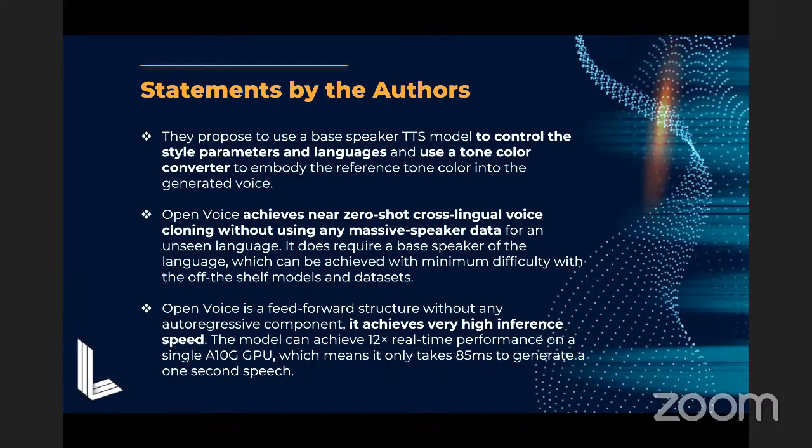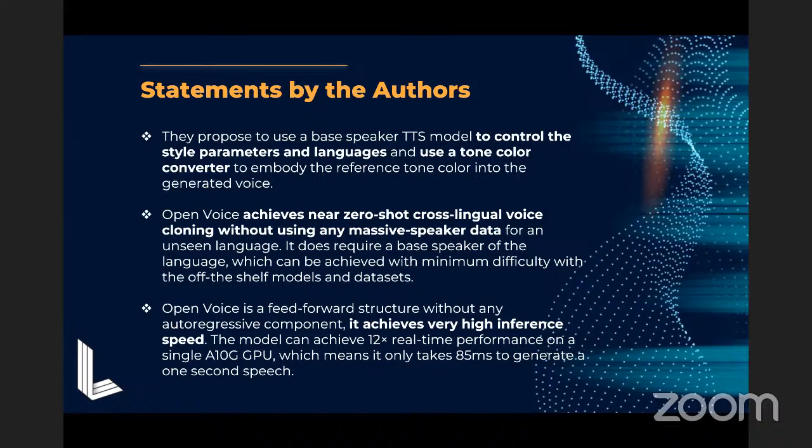The OpenVoice model contains a decoupled structure with a TTS model, text-to-speech model, and a tone color converter for its working. The TTS model works in a way that we have to specify the parameters and the target language that we are willing to generate, and the tone color converter would match the fingerprint of our reference speaker to the generated voice given by the TTS model.